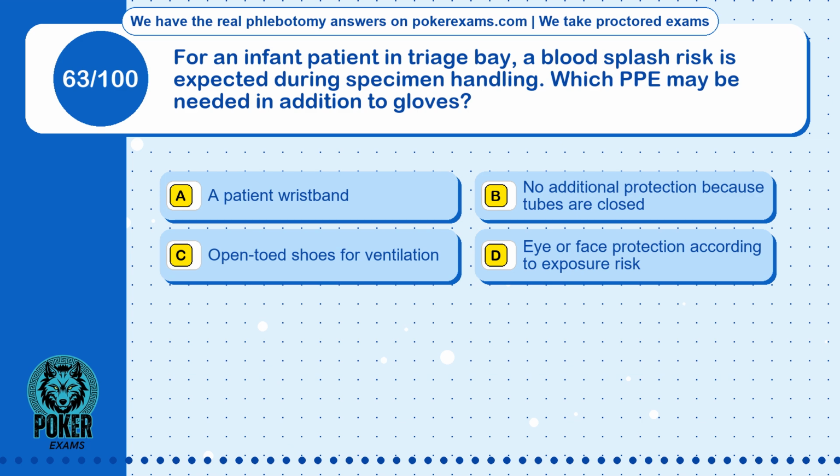Question 63. For an infant patient in triage bay, a blood splash risk is expected during specimen handling. Which PPE may be needed in addition to gloves? Option A. A patient wristband. Option B. No additional protection because tubes are closed. Option C. Open-toed shoes for ventilation. Option D. Eye or face protection according to exposure risk.